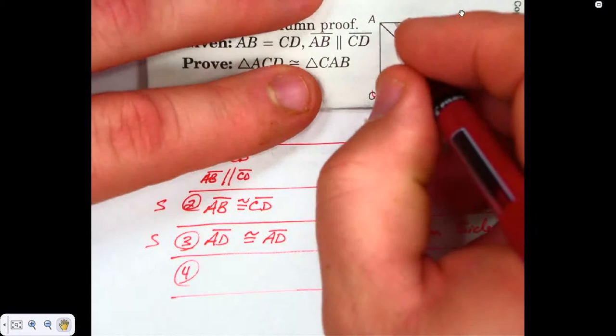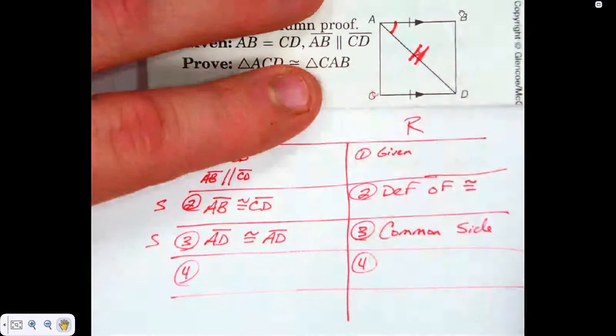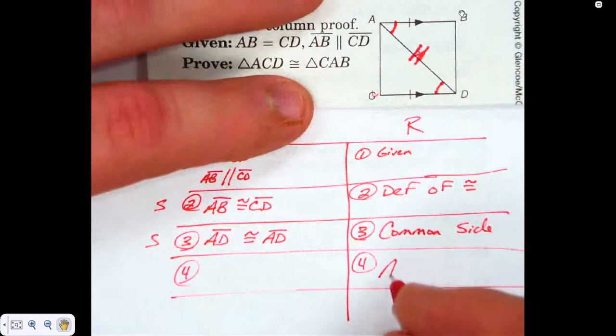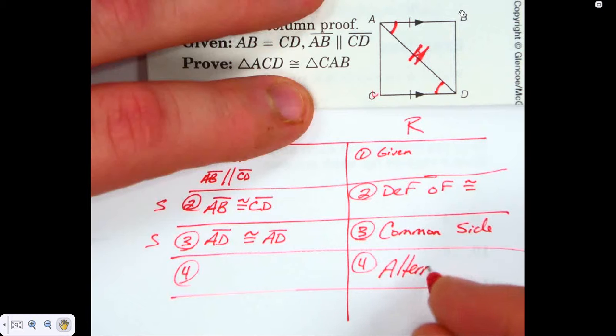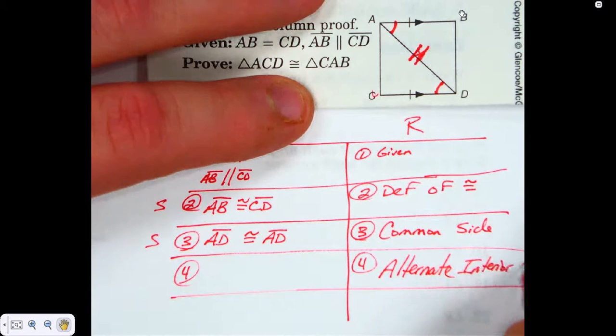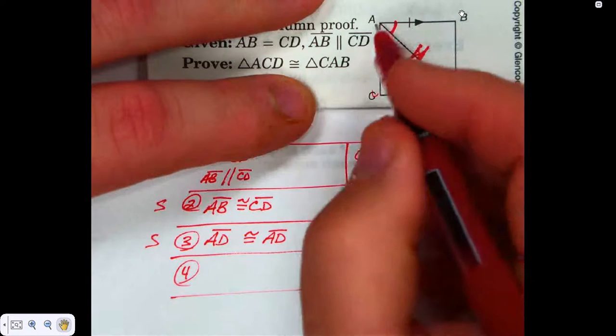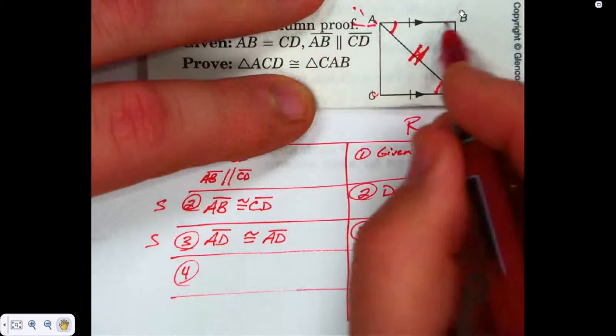Well, here's the deal. That angle is congruent to that angle. Do you know why? Because they are alternate interior angles. I mean, are they not? Yeah. Would you agree? Extend this out.